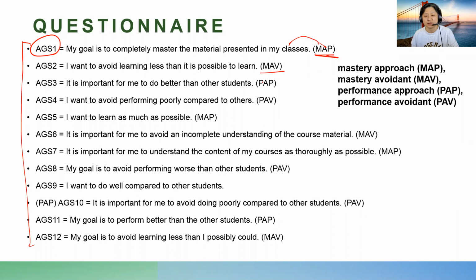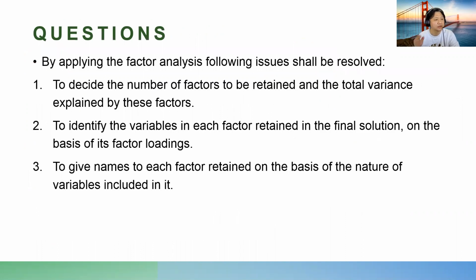So we have 12 items, written to measure the 4 different constructs. Two of these constructs are mastery related constructs, and two are performance related constructs. Our question is, by applying factor analysis, the following issues shall be resolved.